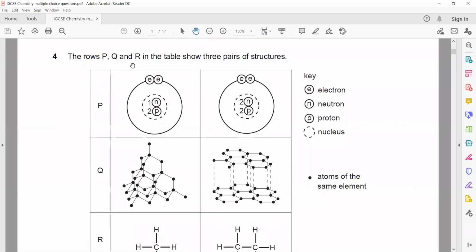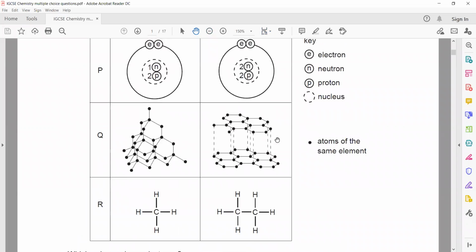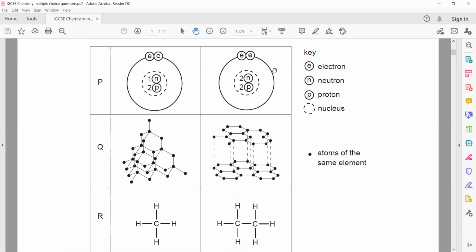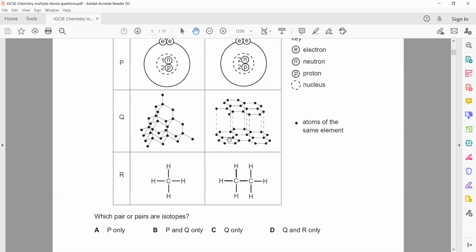The rows P, Q and R in the table show 3 pairs of structures. You have to see which pair are isotopes. So what is the definition of isotope? They should have the same number of protons but a different number of neutrons. So structure P is representing the isotopes. What about Q? When it is the same type of atom but a different structure, we call that allotropes. So the first one is isotope.